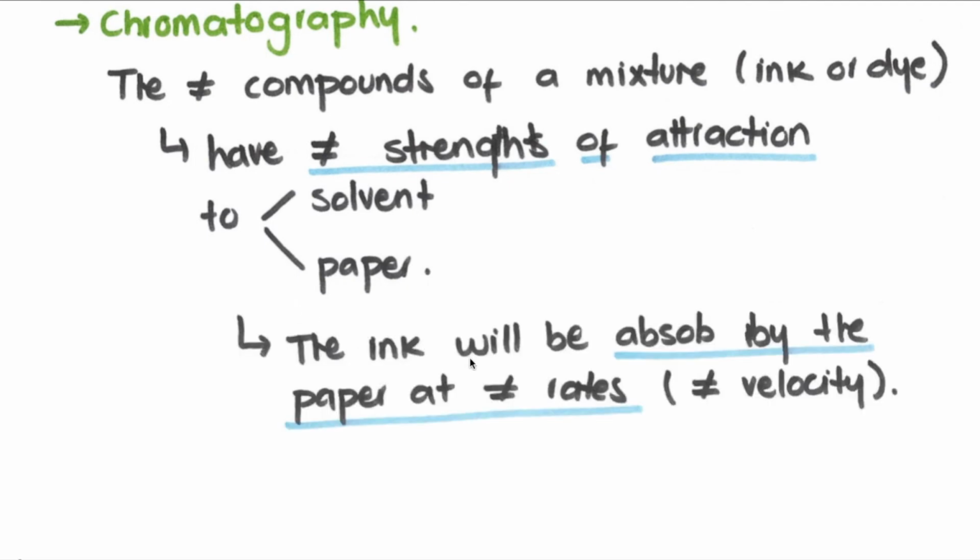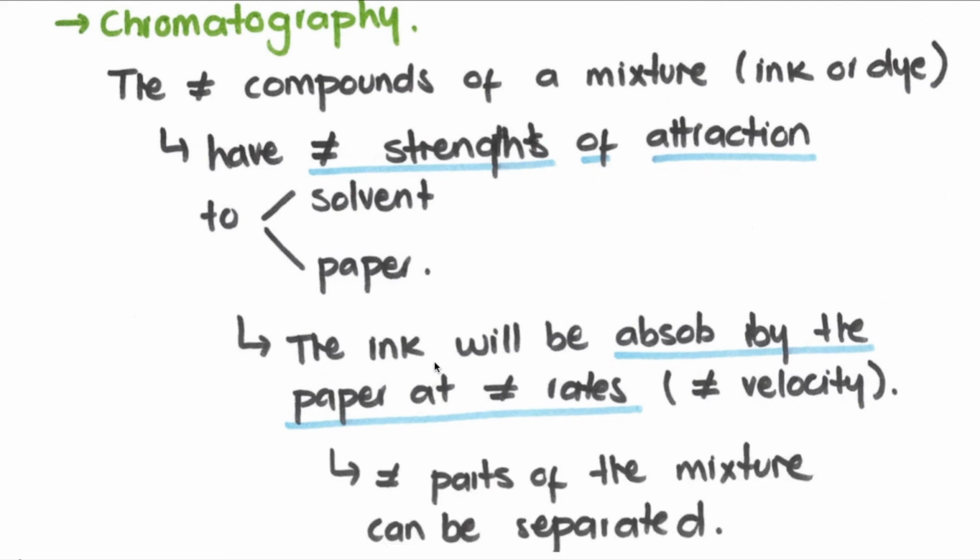The ink will be absorbed by the paper at different rates, which means at different velocities. And that will separate the different components of the ink or the dye. The different parts of the mixtures can be separated. Okay, and with this we finish all that we have covered with theory part 2.